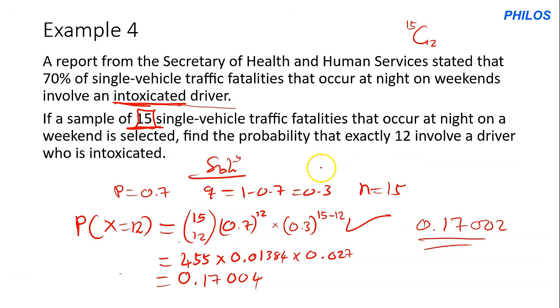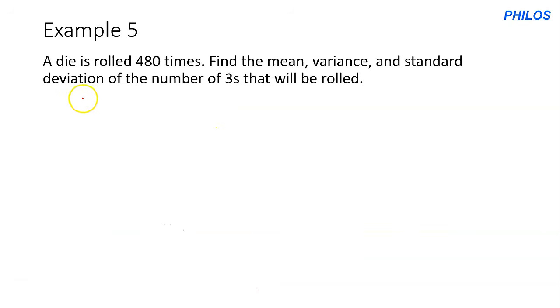So let's take another question. Question 5 says, a die is rolled 480 times. So solution, our n is 480, meaning the number of trials is 480. Find the mean, variance, and standard deviation of the number of threes that will be rolled. Now when you look at this question, you do not have p, isn't it? But for this particular question, you can get a p yourself.